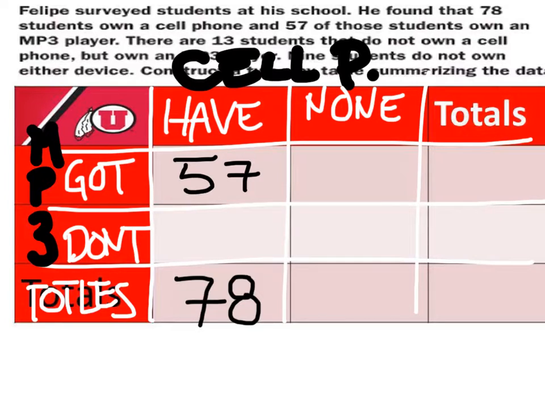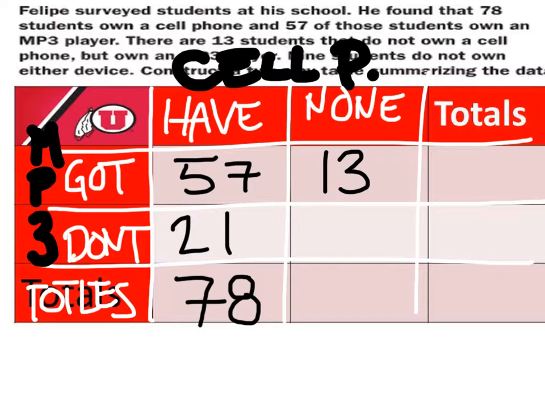Okay, so there are 13 students that do not own a cell phone, but own an MP3 player. So 13 students that do not own a cell phone, but own an MP3 player. Where would this go? Well, they don't own a cell phone, so it's got to be somewhere in here. But they do own an MP3 player. So they don't, but they do. So there's a 13 right here. So let's look at this then.